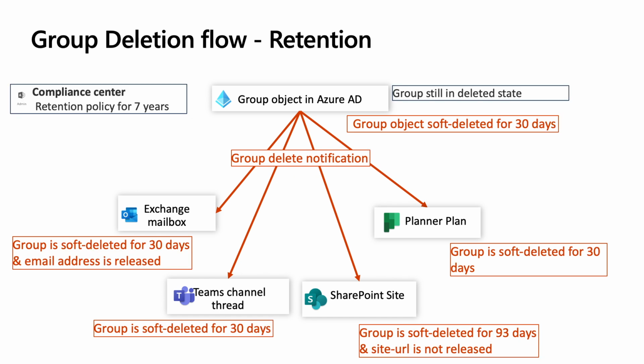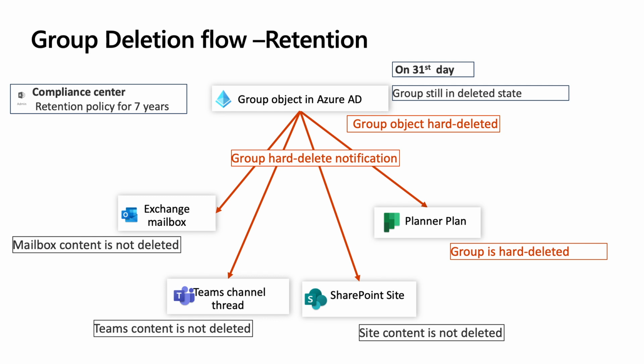The next scenario we want to talk about is retention. In case of retention, the admin can go and define the retention policy in the Compliance Center. A common pattern is to have a 7-year retention policy for financial industries. So let's assume that, in this example, we have a deleted group. The group is still in a soft deleted state, and the policy is set for 7 years.